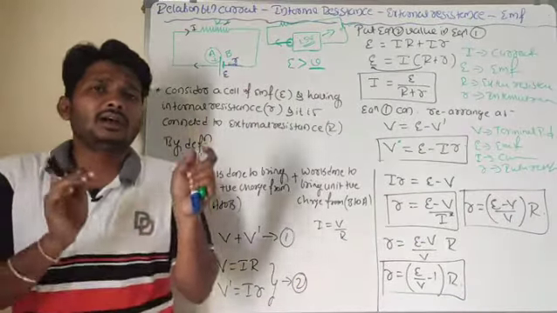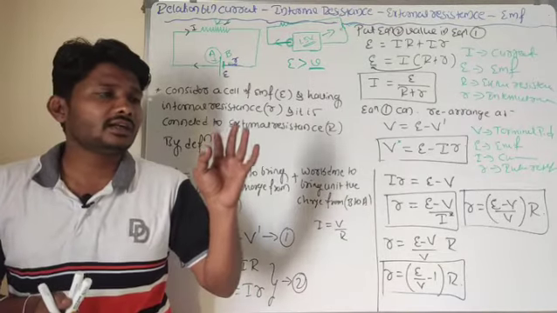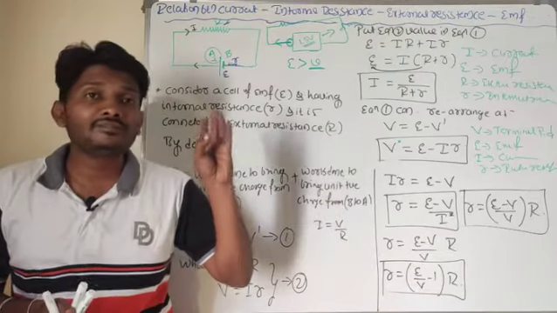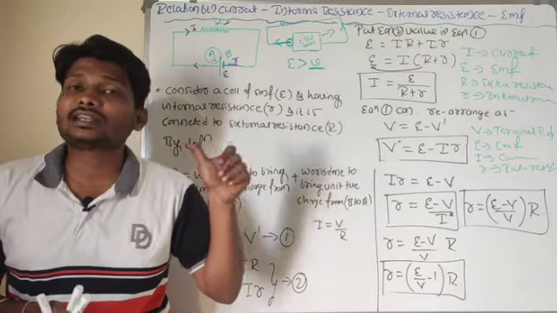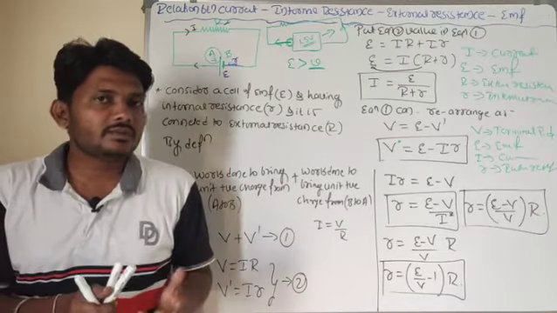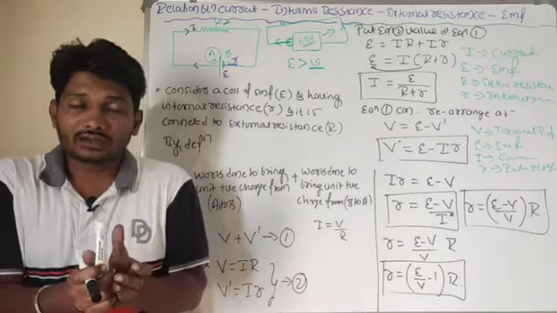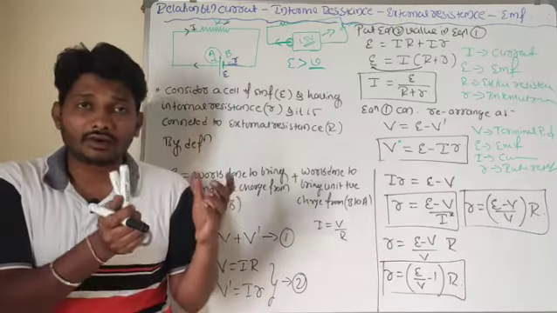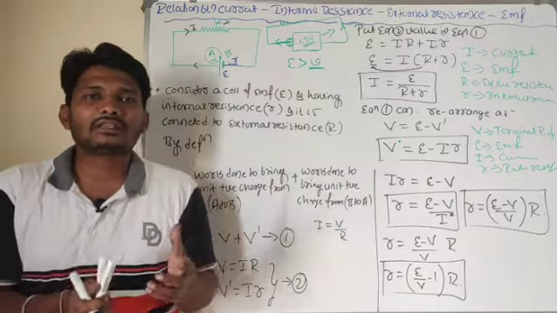I hope you got the information about the cell, internal resistance, external resistance, terminal potential difference and EMF of the cell. This is all about a cell. In the next class we will speak about the types of cells, the charging cell and the discharging cell, and the short circuit cell. All those things we'll discuss in the next class.